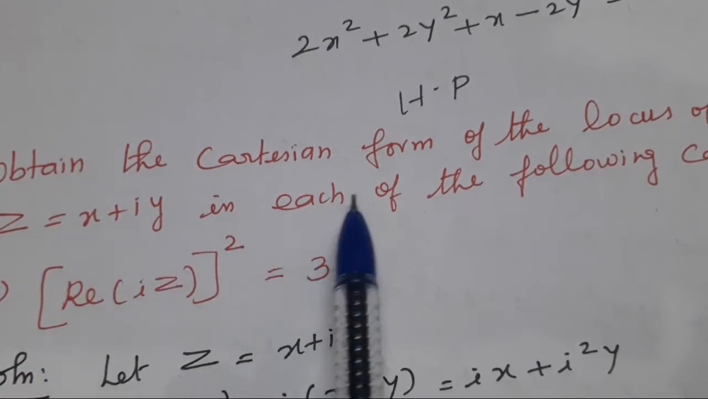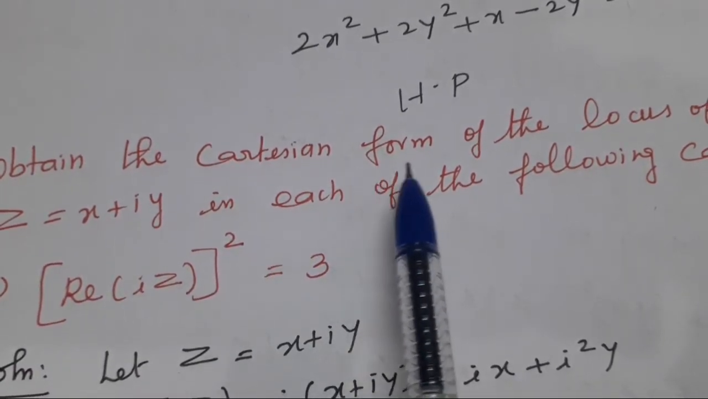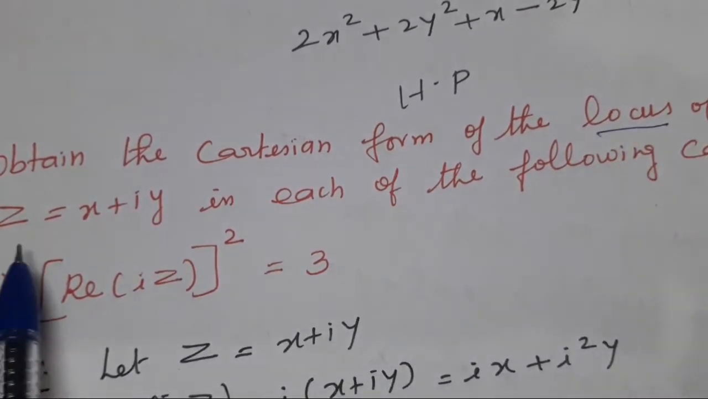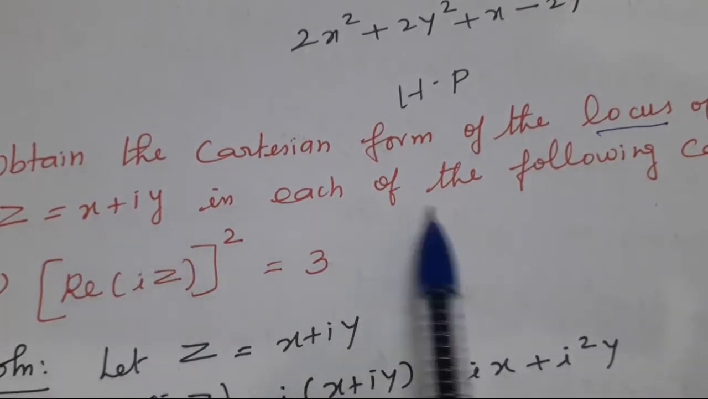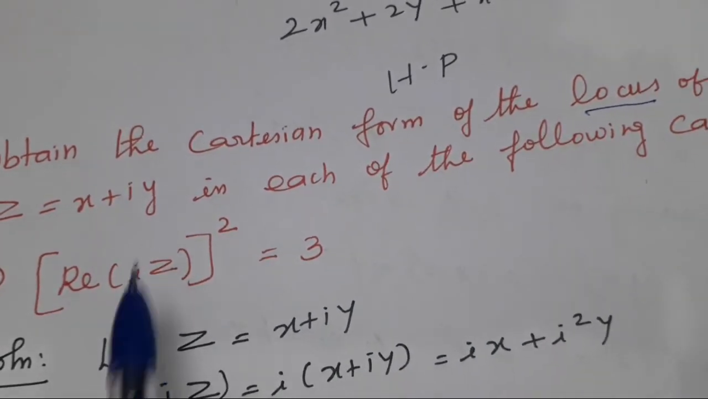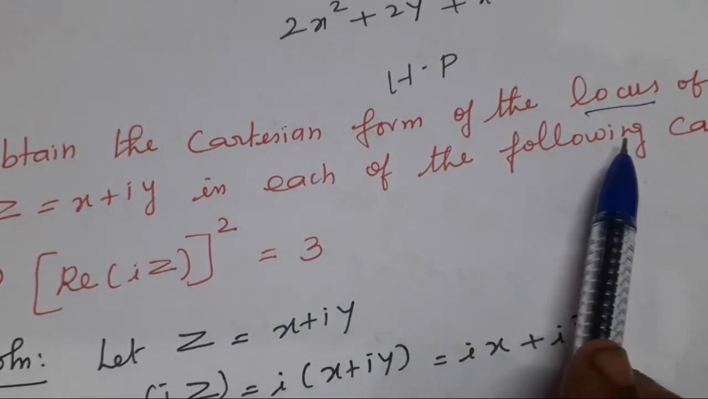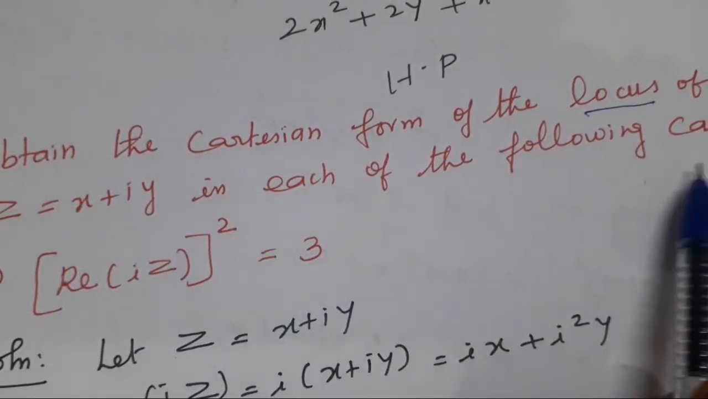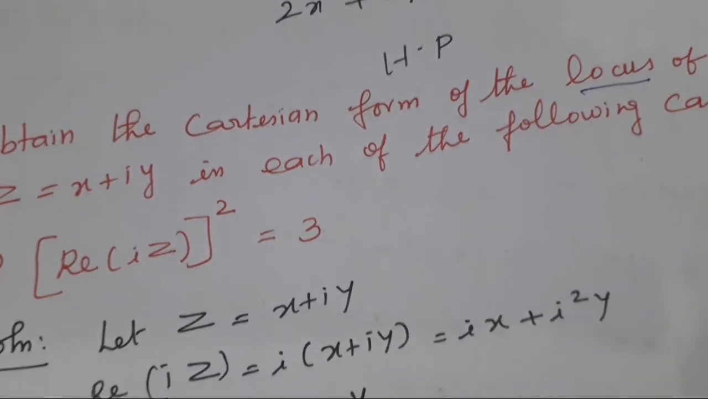Obtain the Cartesian form of the locus of z equal to x plus iy in each of the following cases. We are going to find the Cartesian form of the locus. This is also asked as a 2 mark question.